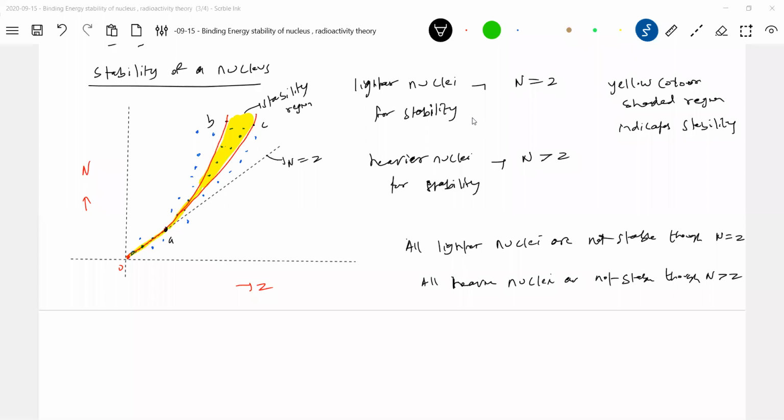Stable means they will remain as they are. Iron should be iron only, even after 1,000 years, 10,000 years. Gold should not become silver; it should be gold only. That is the meaning of stable. All nuclei are not stable though n equals z, and all heavy nuclei are not stable though n is greater than z. So this is not the exact reason.